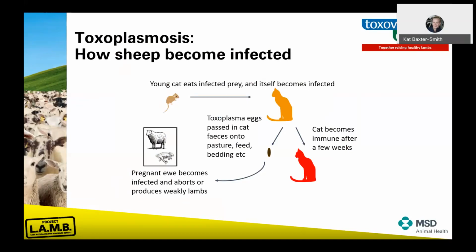After a few weeks, their immune system will kick in and they will become immune, and then they're generally immune for the rest of their lives. But in that few week period, while they're becoming immune, they'll be shedding high numbers of eggs. And so these will go onto the feed or pasture or bedding of the ewe, so that if she's pregnant and she picks up those eggs, she becomes infected, and then she can either abort or produce weakly lambs.